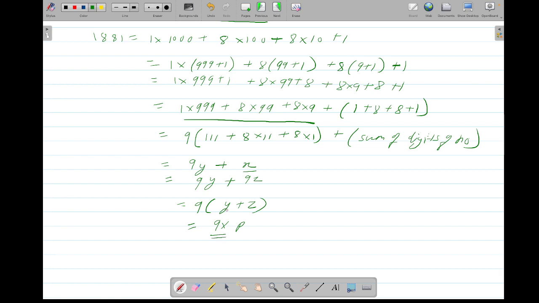So this is the intuition behind this. If the sum of the digits is divisible by 9, we can express the number in this form, and we can note the entire number will be divisible by 9. This is the divisibility test.